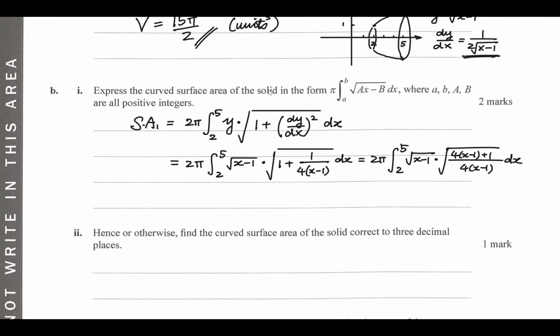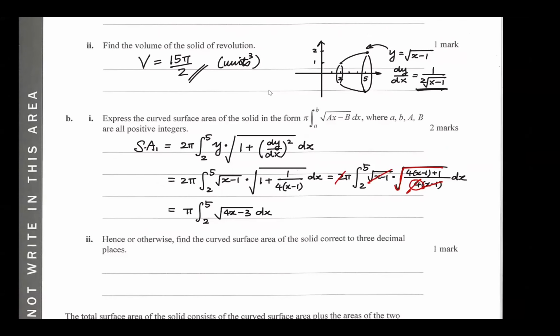So then you will observe that square root of x minus 1 cancels with that x minus 1 in the square root. And you've got a square root of 4 here. And that should cancel out the 2 in the front. So eventually we are expecting just a pi here, integral 2 to 5, square root 4x minus 4 plus 1 minus 3 dx.